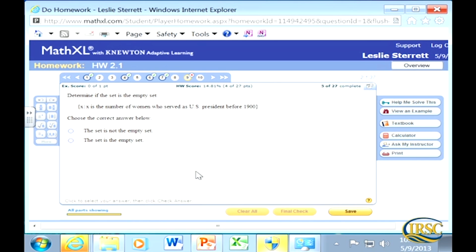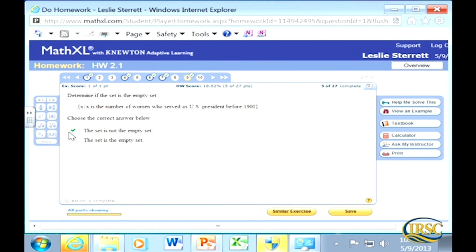Okay, X is the number of women who served as U.S. President before 1900. Choice 1 is not the empty set. Choice 2 is the empty set. Okay, I got a majority of 1. Fantastic.